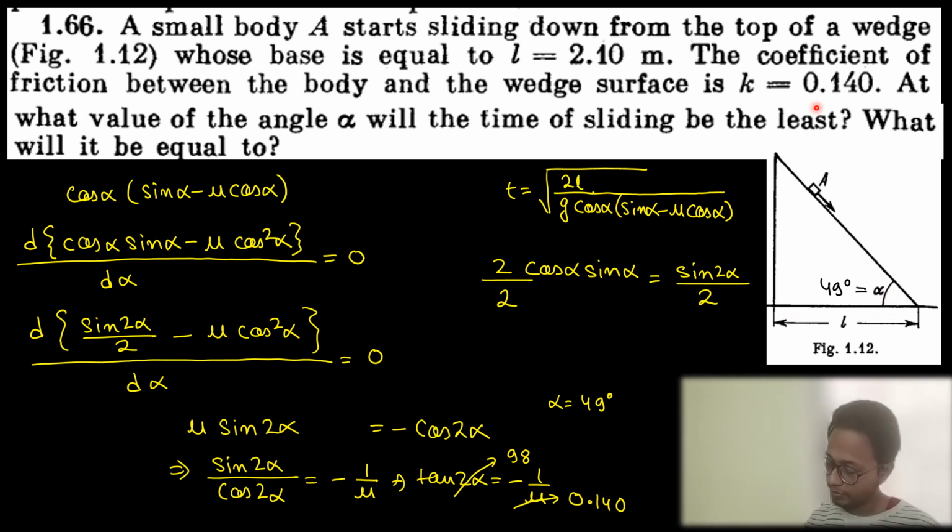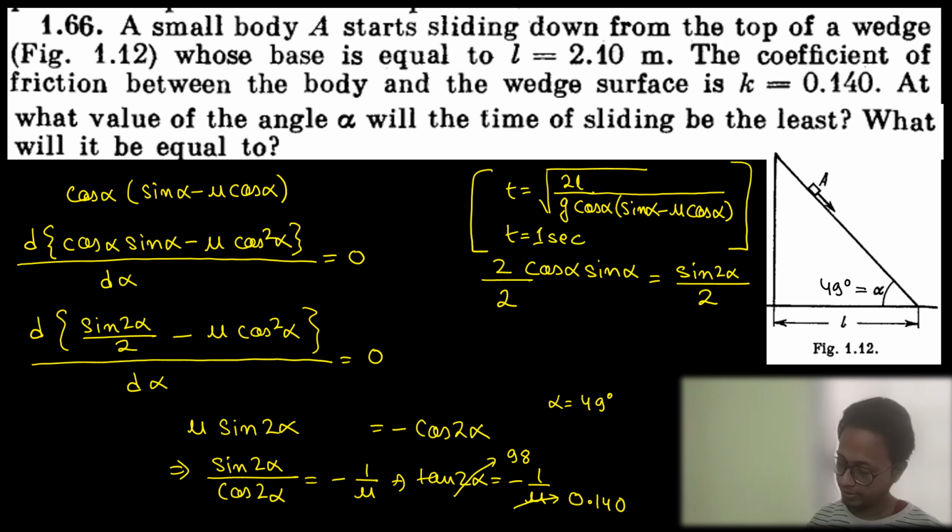Now the second part of the question is, what is the time equal to? The equation of time is already given as this one. So out here, if you put the value of L as 2.1, g as 10, cos alpha as cos 49 into sin 49 minus mu cos 49, we put down all the variables, with alpha equal to 49 degrees for minimum time. We get the time nearly equal to 1 second.